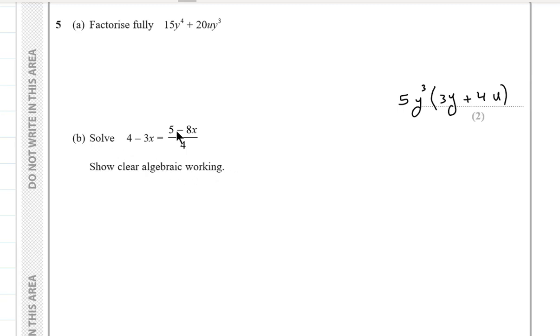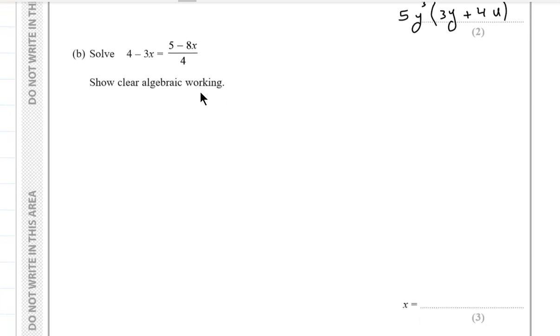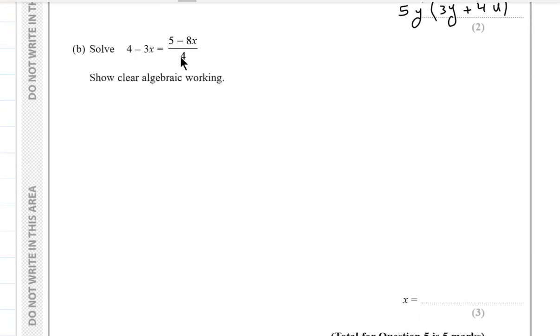Part b, solve 4 minus 3x equals 5 minus 8x, all divided by 4. Cross multiplication. I will expand 4 on this side. It will be 4 times 4, 16, and then minus 3 times 4, 12x, right? Equals 5 minus 8x. Collect x together. I move negative 12x here to the right with positive sign, and then 12x minus 8x will have 4x, right? And I will move the 5 here. 16 minus 5 will be 11, so the answer should be 11 over 4, right?